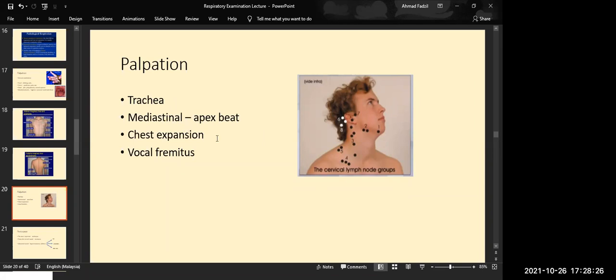very important is to know whether there is mediastinal movement or not. You know what the mediastinum is? It is where... there is no picture, I forgot the picture of the mediastinum.